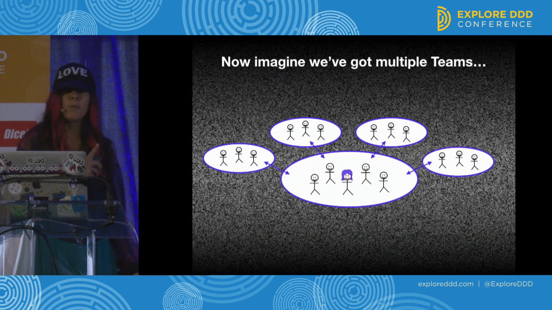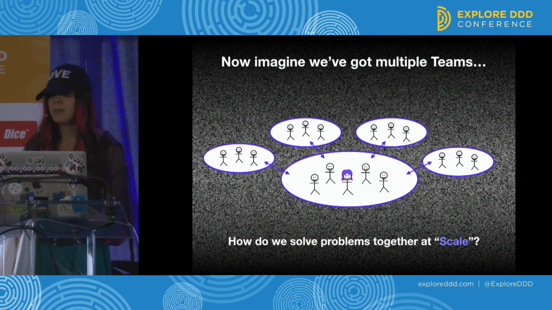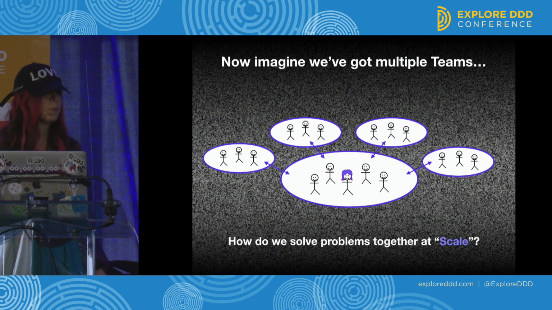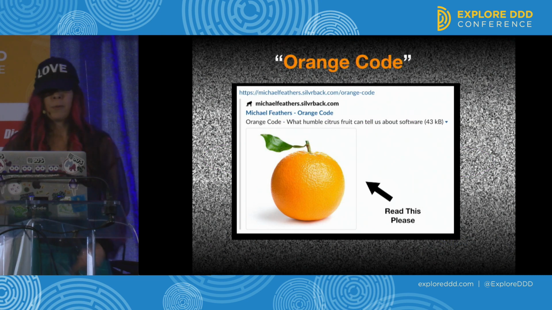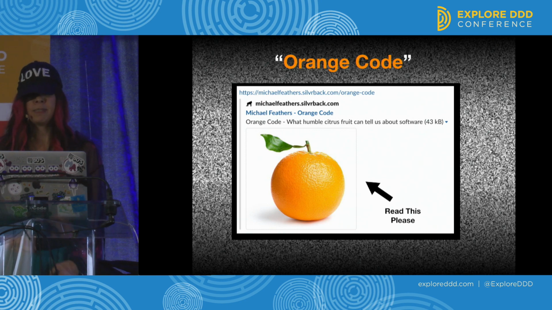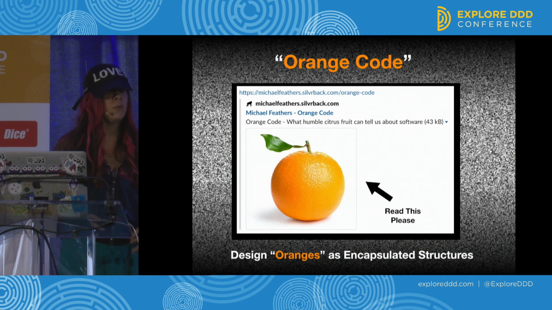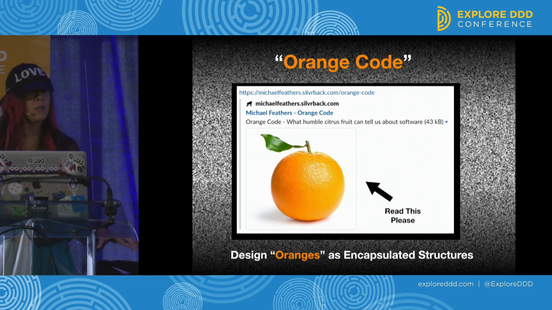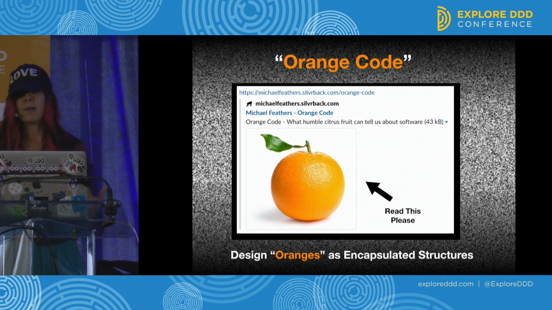So now imagine that we've got multiple teams. How do we solve problems together at scale? And as we've been talking about all day, these problems start to get really hard when you add a whole lot more people to the puzzle, right? So an article my friend Michael wrote on orange code basically describes designing oranges as these encapsulated structures. And we can use this concept of an orange. You think about an orange has skin and it's got these different parts in it. And we can organize our software like an orange. And we can think about these same principles when we're designing and thinking about our socio-technical communication systems.